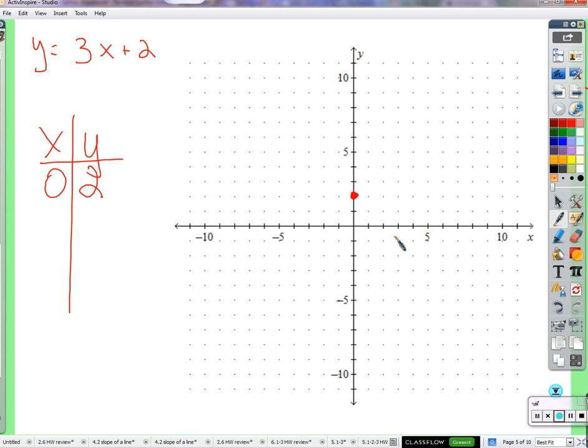Okay. Then I'm going to plug in something else for x. What am I going to plug in for x? 1, because there's no denominator here, right? So I might as well plug in just a quick, easy number. Anything times 1 is itself. That makes five. Pretty simple. And we get 5. Okay.